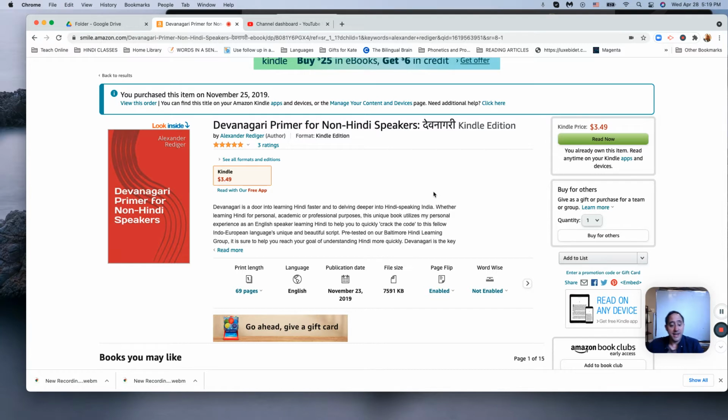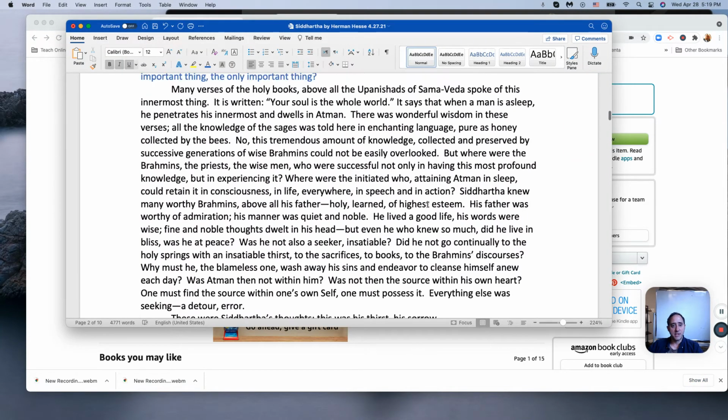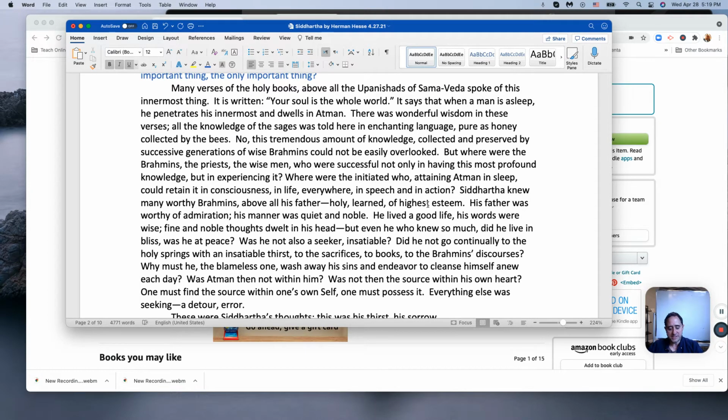Sanskrit. And we're going to be talking about Sanskrit today because we're going to be talking about the Upanishads and the Vedas, which were written in Sanskrit. Let me give you a little bit of background on this.